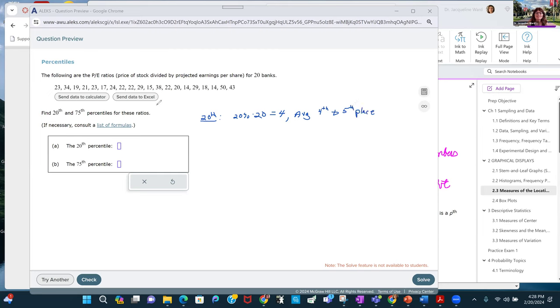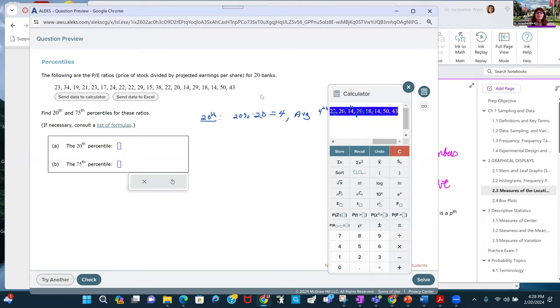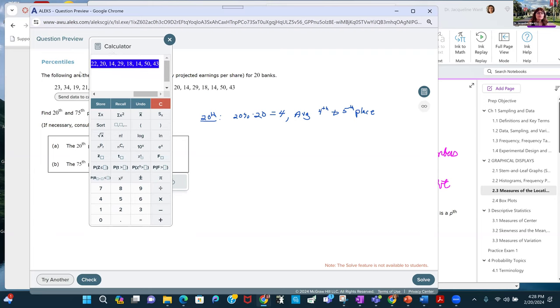I'll do it in a minute. I'll send it. And then for, well, okay, let's go ahead and do it. So I sent to calculator, and then I'm going to sort. 1, 2, 3, 4. So 17 is in the fourth place, and 18 is in the fifth place.